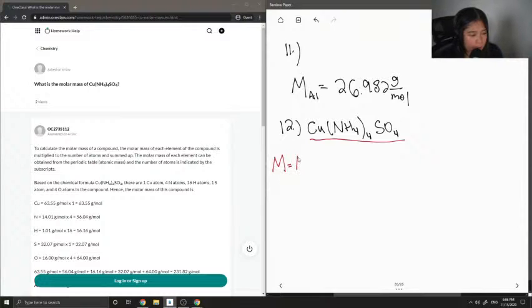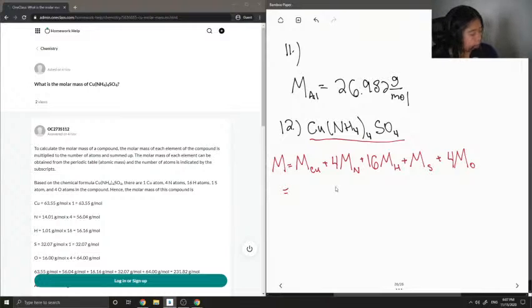Its molar mass would simply be the molar mass of copper plus 4 times the molar mass of nitrogen. You can see that there are 4 hydrogens inside the bracket, but the NH4 also has a subscript of 4, so that means there are 16 hydrogens altogether. So 16 times the molar mass of hydrogen plus the molar mass of sulfur plus 4 times the molar mass of oxygen.